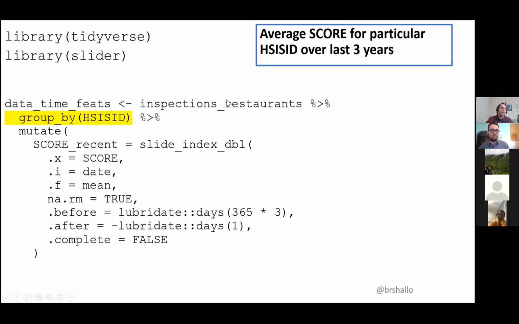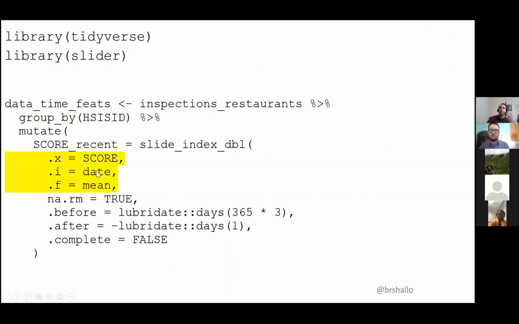I've already arranged it by date. Now I'm saying let's group by the restaurant ID. And I'm going to now use, again, that same function. I'm saying score, my index is date, mean. This time I said I want to do prior 3 years. So I'm doing, over the last 3 years, up until the day before this current inspection, give me the mean.